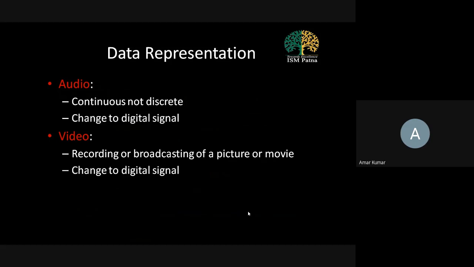Red, green, blue we can say. Now we will move to audio. Audio should be continuous, not discrete. Change to digital signal.